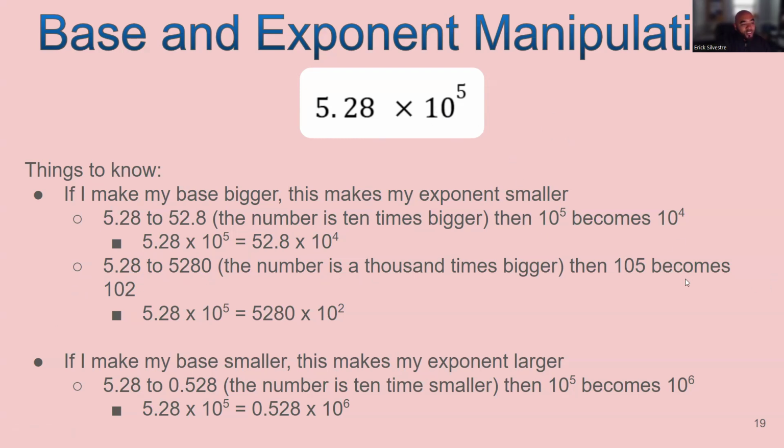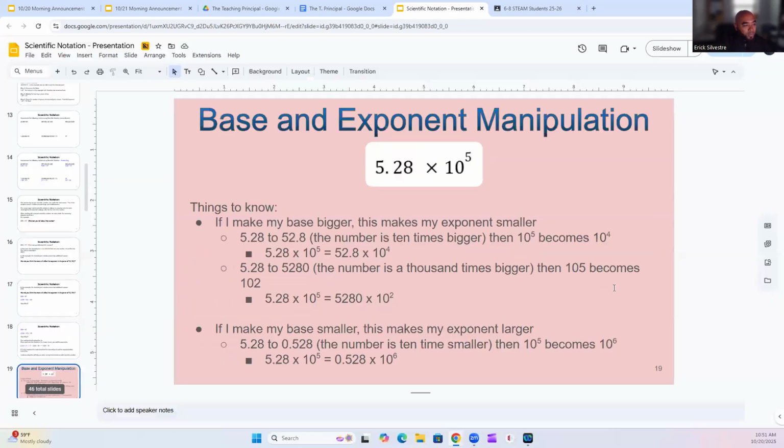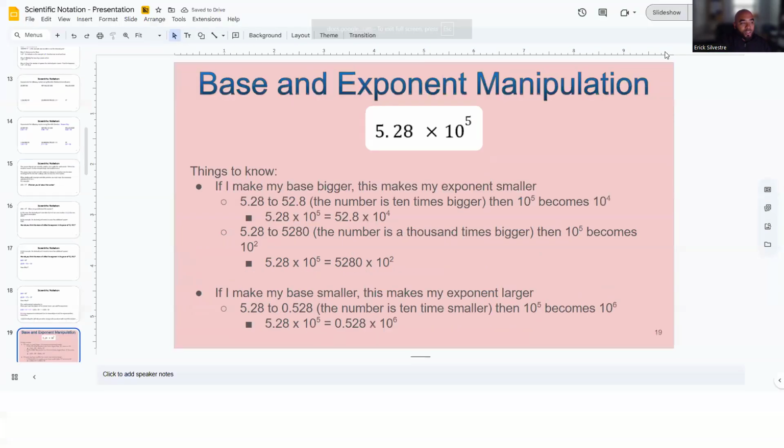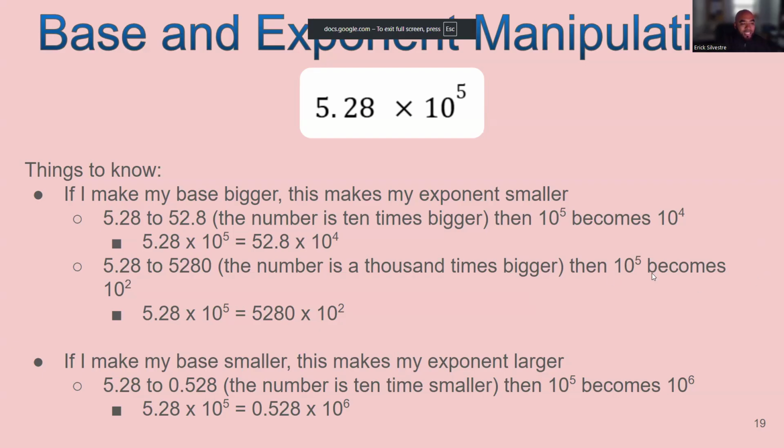So 10 to the 5th power becomes 10 to the 2nd power. All right. Sorry for the mistakes. I was rushing to try to get this out today because we're starting scientific notation with our students today. All right, so sorry for the little typos. But again, 10 to the 5th power becomes 10 to the 2nd power because I made my base larger, therefore I have to make my exponent smaller.